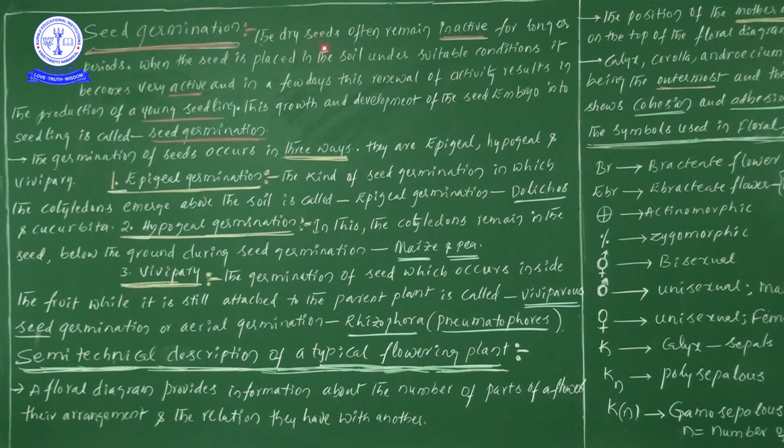Only then will the seed's metabolism remain inactive. Did you understand the point? Dry seeds often remain inactive. Inactive means the metabolic activities are going on very slowly. When the metabolic activities of dry seeds are inactive, the seeds will remain in that condition for longer periods.